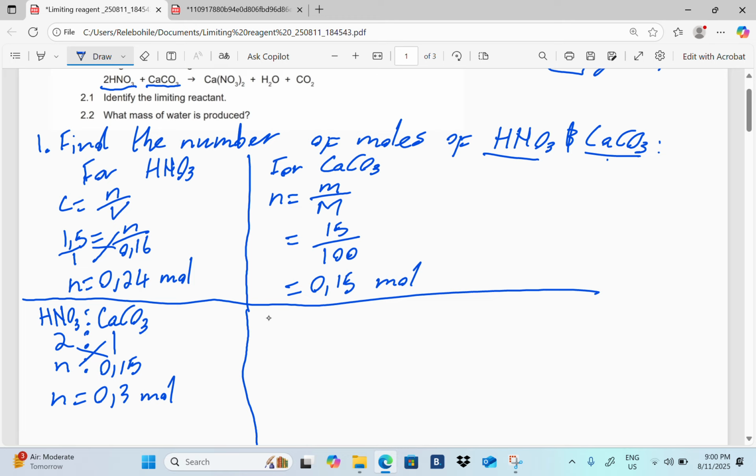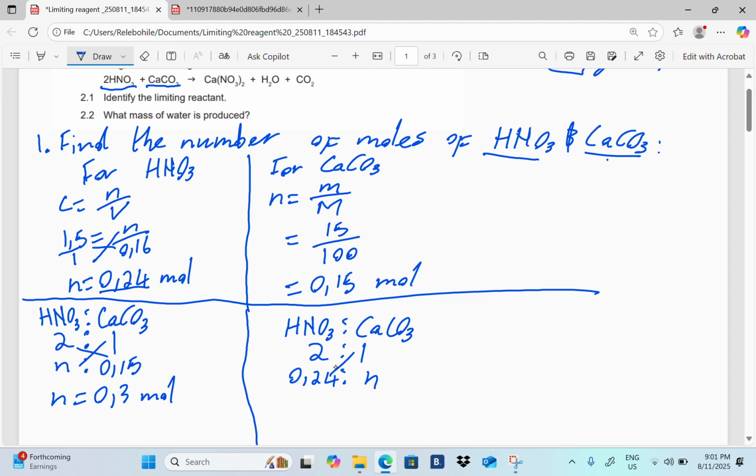And then I come to this side. This side, I will do the same thing of listing my substances as ratios. So I'll say HNO3 is to CaCO3. And then after here, I put down my ratios, or coefficients, as they are. So it's 2 is to 1. But this time, I'm looking for the number of moles of calcium carbonate. So it means I have the number of moles of nitric acid, which are these ones that I found here. See these ones. So here I will put 0.24 is to the number of moles of this one, which I do not know.